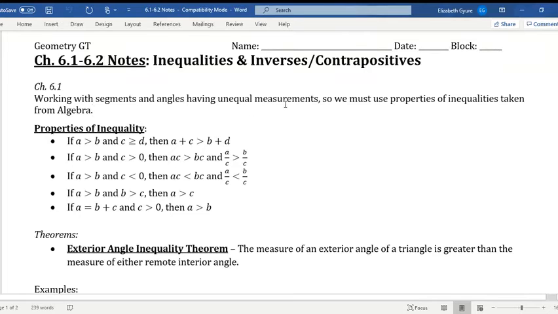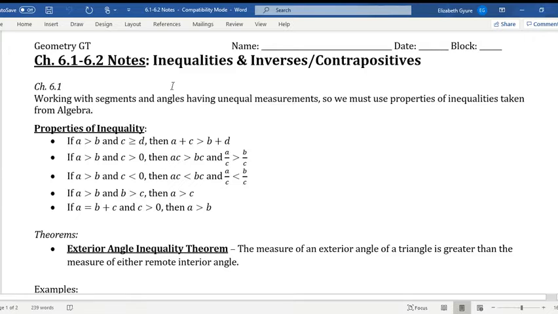Angles having unequal measurements. So therefore, we have to use our properties of inequality. Before, we focused a lot on things being congruent triangles, congruent segments. Now they're not necessarily going to be congruent. One segment might be greater than the other. Another angle might be less than the other, things like that.